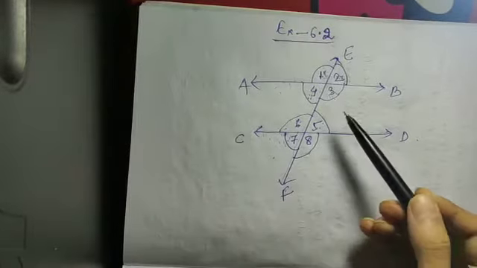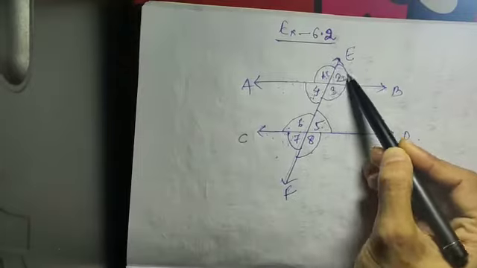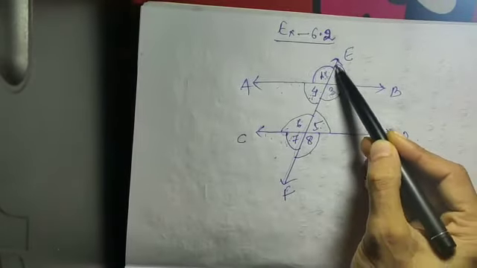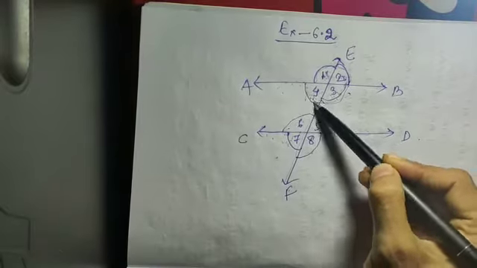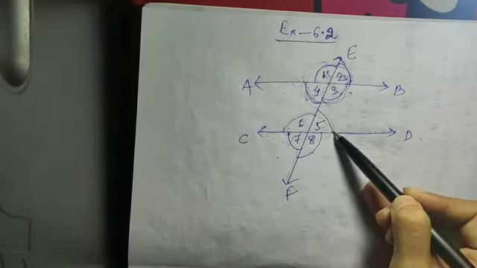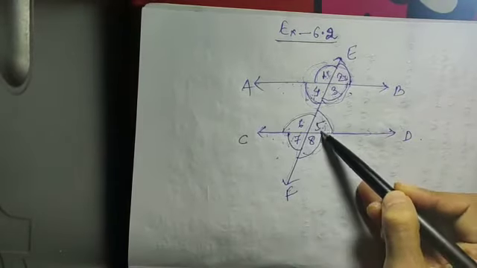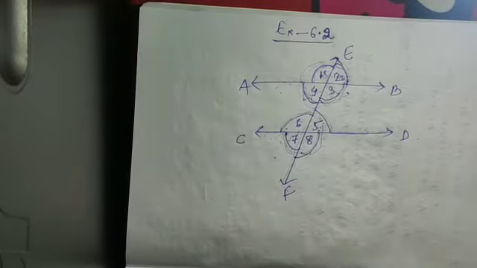Now, 1 and 2 are a linear pair, right? This is forming a half circle, 1 and 2. In the same way, 2 and 3 are also a linear pair, 4 and 3 are also a linear pair, and 4 and 1 are also a linear pair. In the same way, 6 and 5 are a linear pair, 5 and 8 are a linear pair, 8 and 7 are a linear pair, and 7 and 6 are a linear pair.